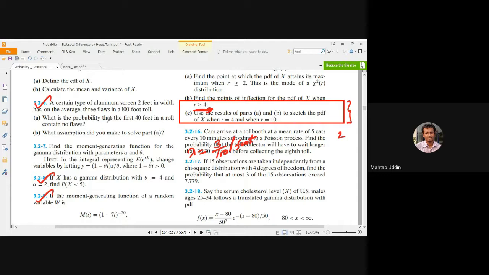It is said, what is the probability that the first 40 feet has no flaw? Here, the first is the main point, because if it says 40 feet there is no flaw, we should consider the total 40 feet and there is no flaw. Am I right?